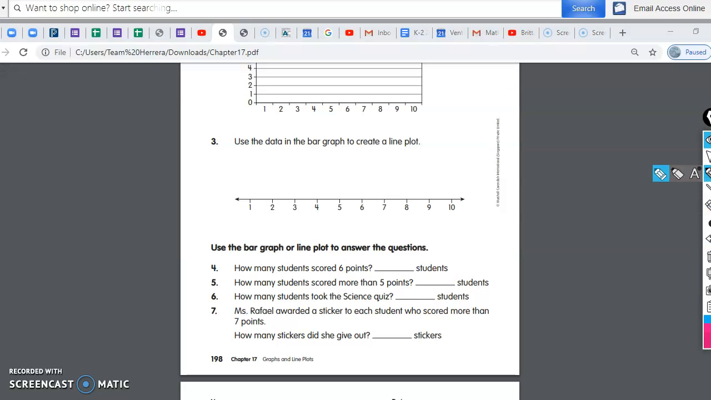Just like before, this right here is how many students scored each of these. So just like in our line plot, we didn't have anyone who scored a 1. We didn't have anyone who scored a 2. We had 4 students who scored 3. So we're going to have our plots look like this.